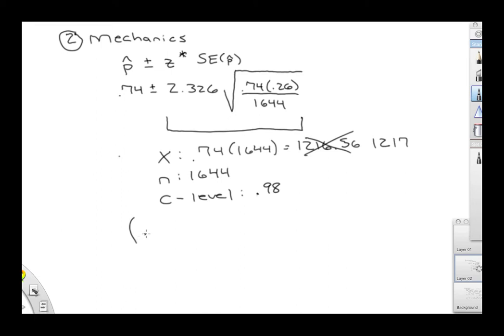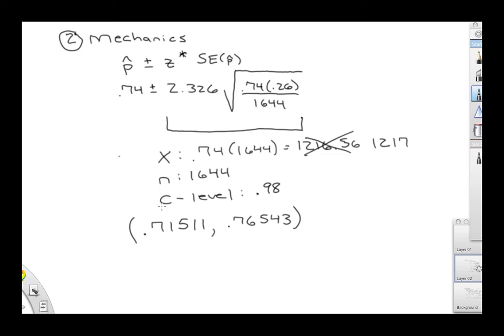We have a confidence interval of 0.71511, comma, 0.76543. Okay? So this represents the mechanics. All that I need to see as far as earning essentially correct on this is you substituting into the formula this part here and then your final confidence interval. That's it. I don't need to see this work from the calculator.